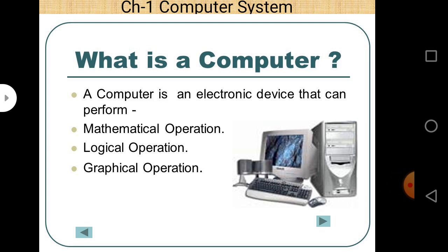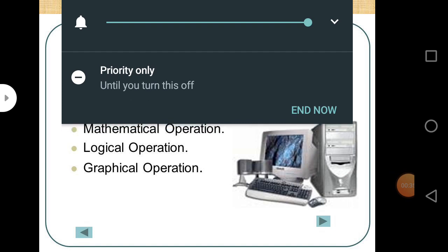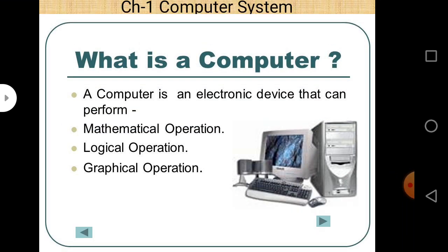Before starting the new topic, let us take a revision of the previous lecture. So, first of all, as you know, what is a computer? A computer is an electronic device that can perform three main types of operation. First one is mathematical operation, second is logical operation, and third is graphical operation. So these three types of operation can be performed using a computer.